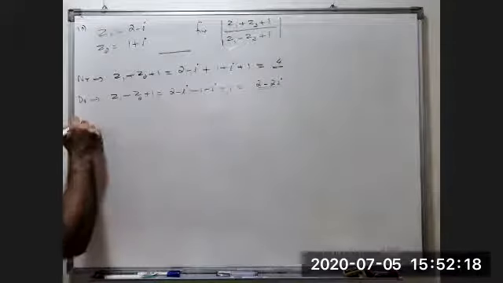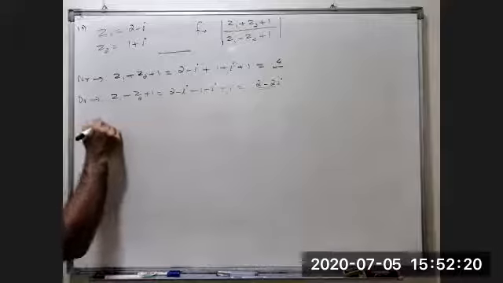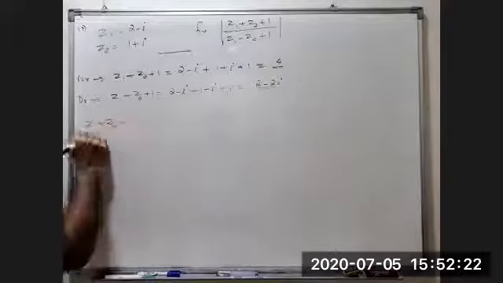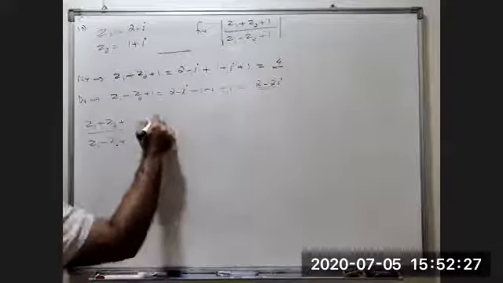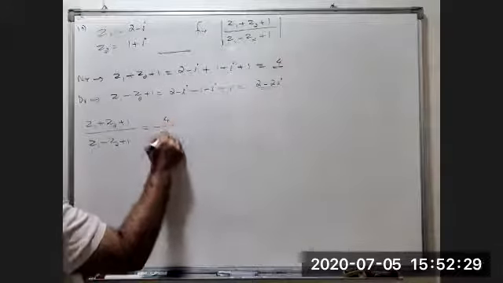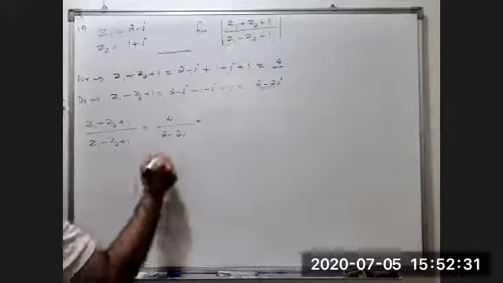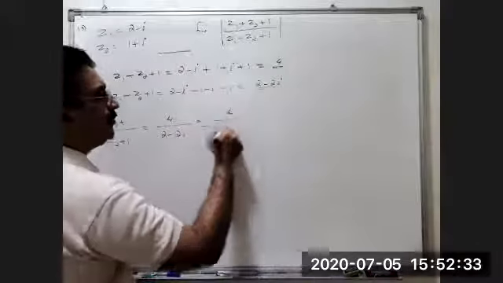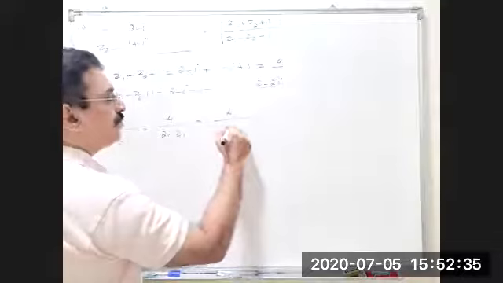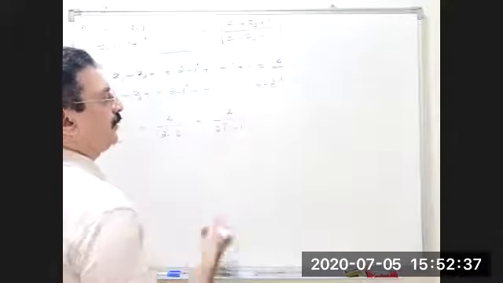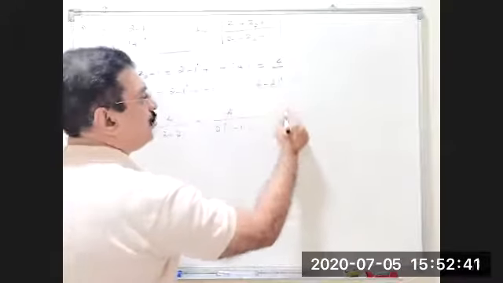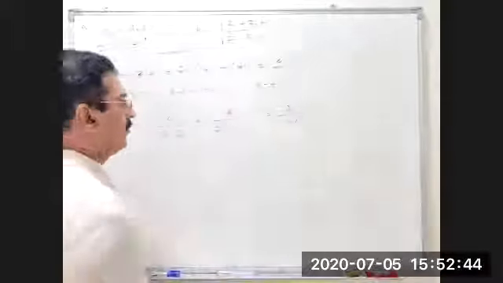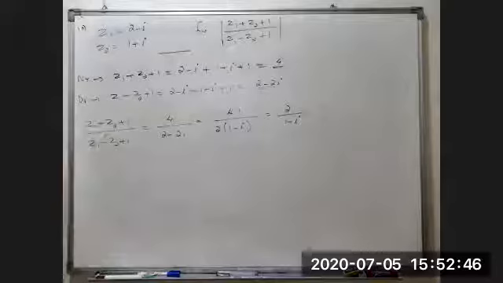Now our expression (Z1 plus Z2 plus 1) by (Z1 minus Z2 plus 1) becomes 4 by 2 minus 2i. If you take 2 out, 1 minus i, this cancels. We got it as 2 by 1 minus i.